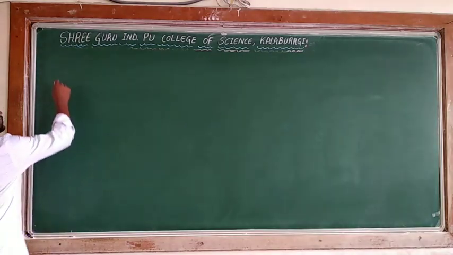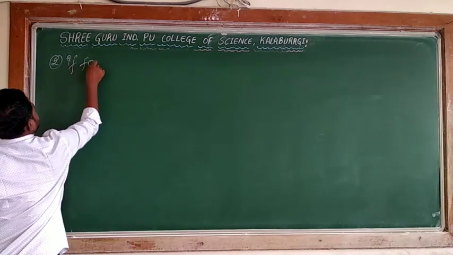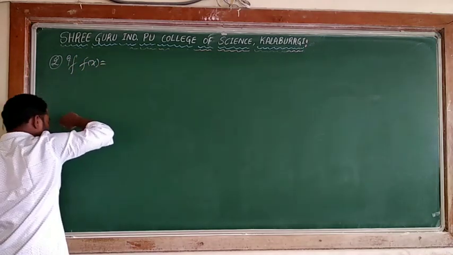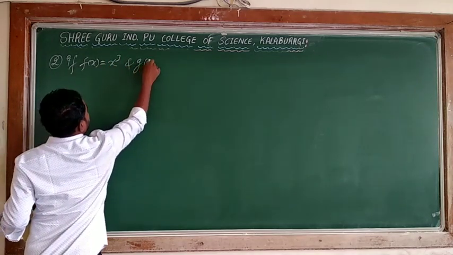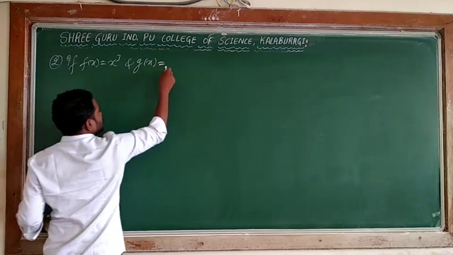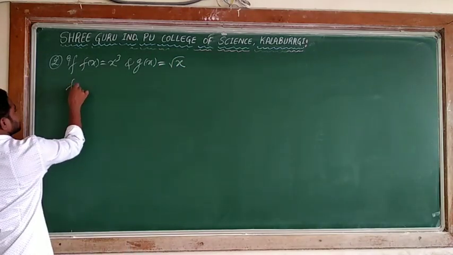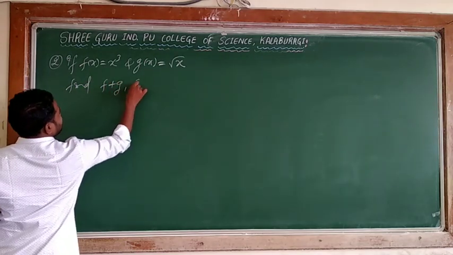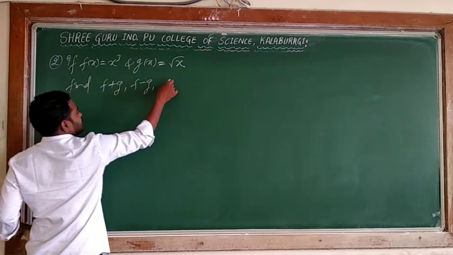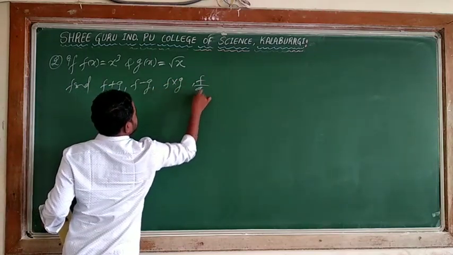Second problem. If f of x is equal to x cube and g of x is equal to root x, find f plus g, f minus g, f into g, f divided by g.